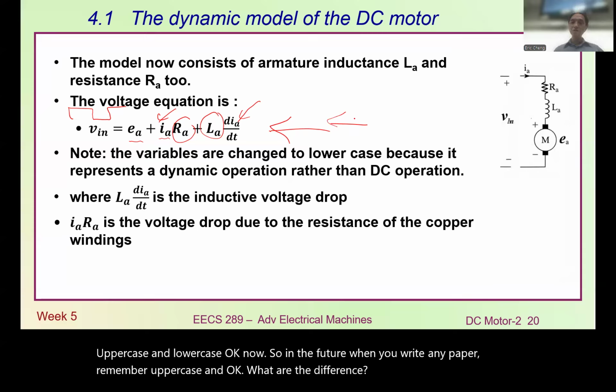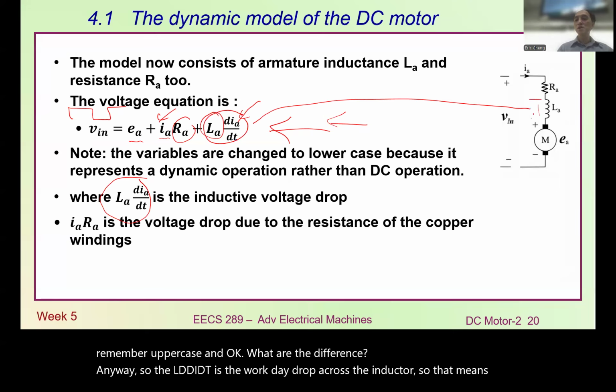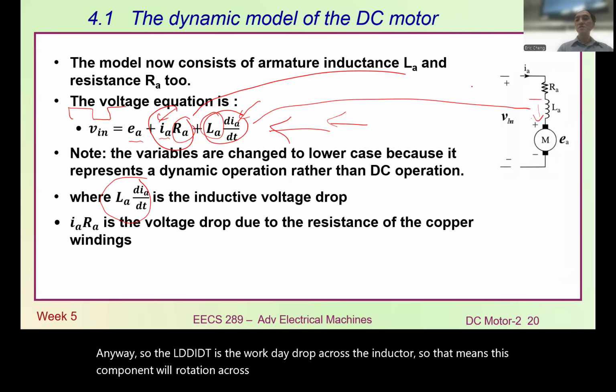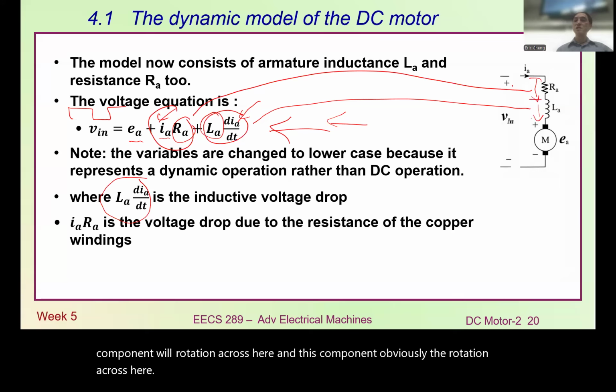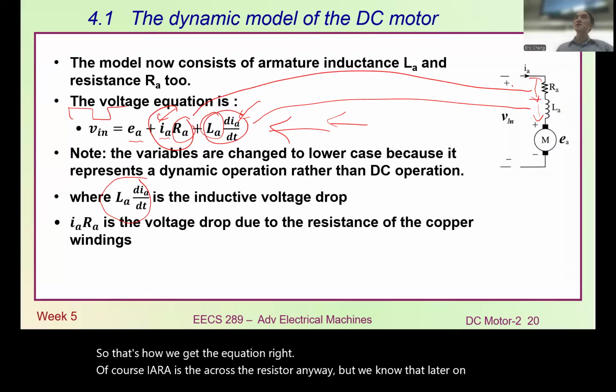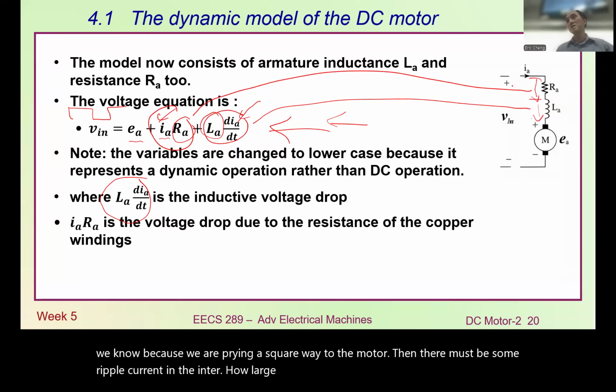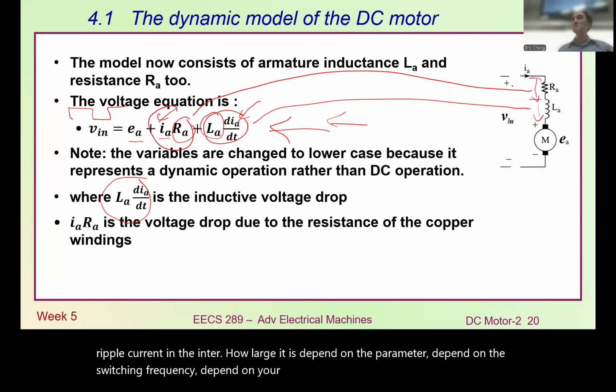Anyway, so LA di/dt is the voltage drop across the inductor. So that means this component is the voltage across here, and this component is obviously the voltage across here. So that's how we get the equation, right? Of course, iA RA is the voltage across the resistor anyway. But we know now that because we are applying a square wave to the motor, there must be some ripple current in the inductor. How large it is depends on the switching frequency, the inductance, and the applied voltage. But we know there must be something.